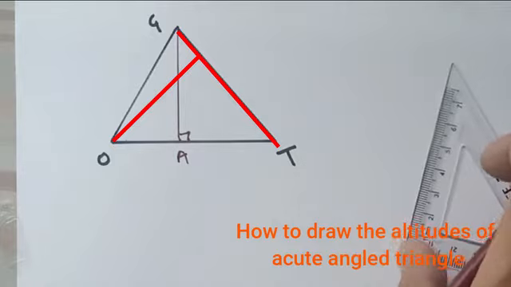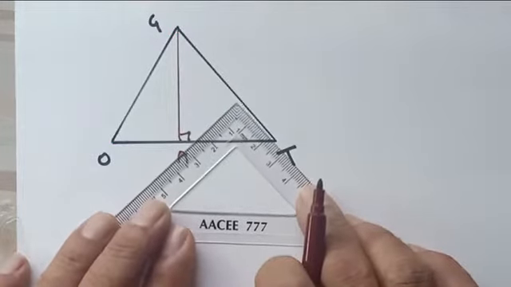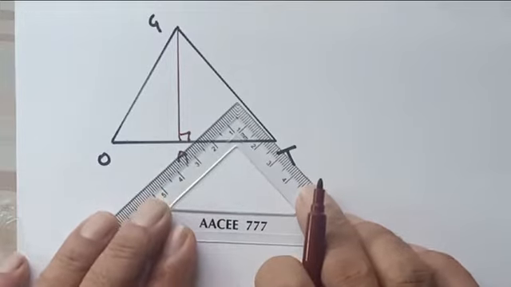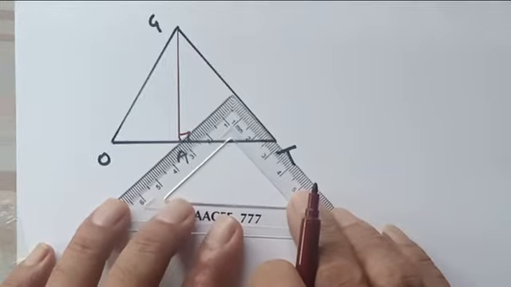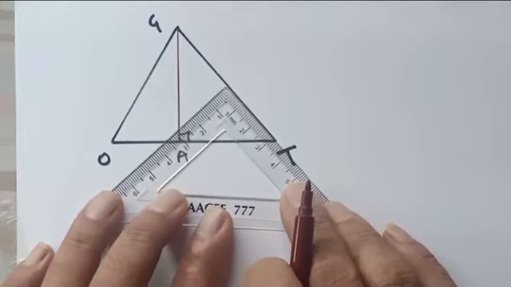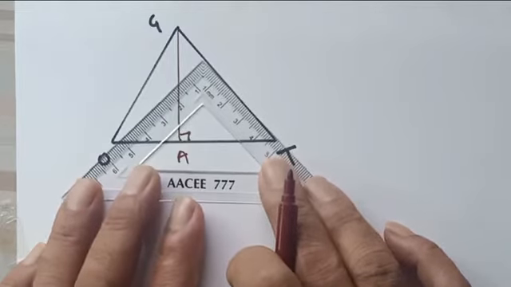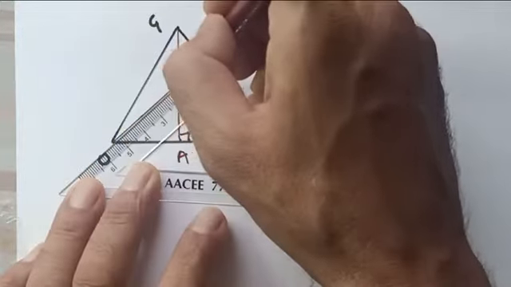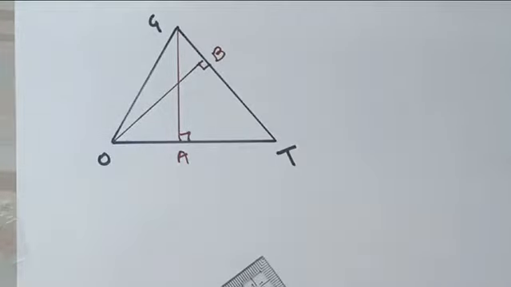From point O, draw the perpendicular to segment GT as shown. Take set square and coincide any edge of the set square with side GT. Now keeping this edge of the set square touched with segment GT, move the other edge of the set square towards point O such that it touches point O. Now draw perpendicular from point O to segment GT. Draw segment OB. Segment OB is the altitude of this triangle.